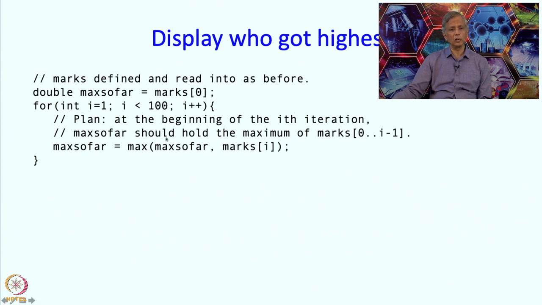So on the 99th iteration, what would be true? So I equals 1 and I equals 99. At that point, max so far should hold the maximum of everything from 0 through 99.